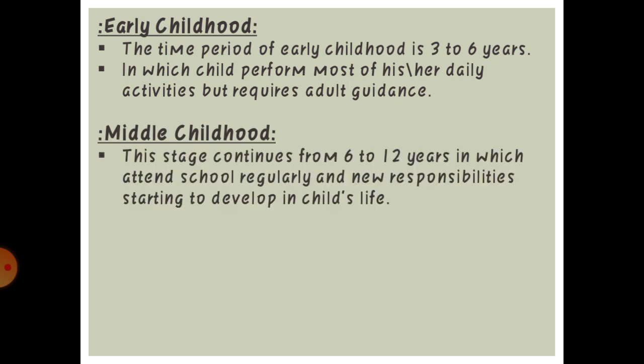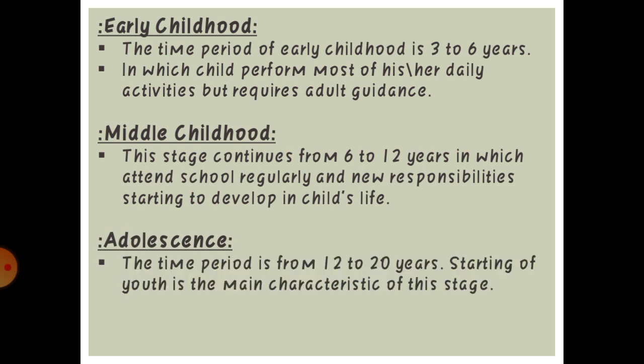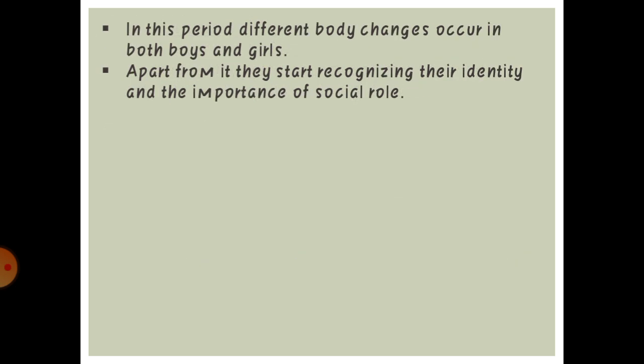Middle childhood. This stage continues from 6 to 12 years, in which the child starts attending school regularly and has new responsibilities. Adolescence. The time period is from 12 to 20 years. The start of youth is the main characteristic of this stage. In this period, body changes occur in both boys and girls. Apart from it, they start recognizing their abilities and the importance of their social role.